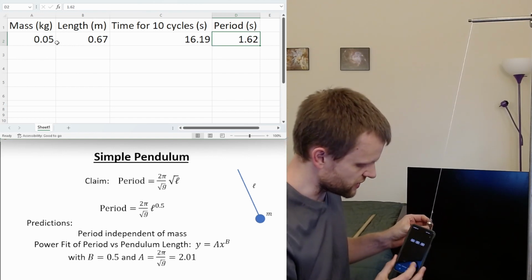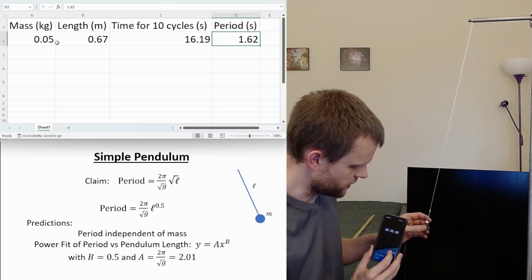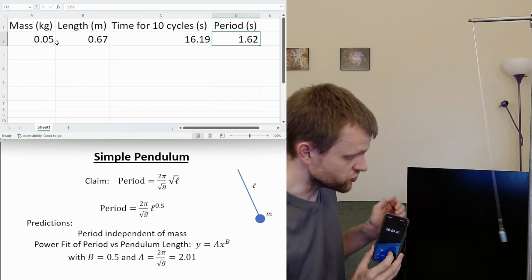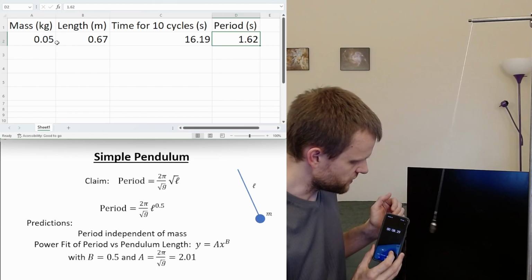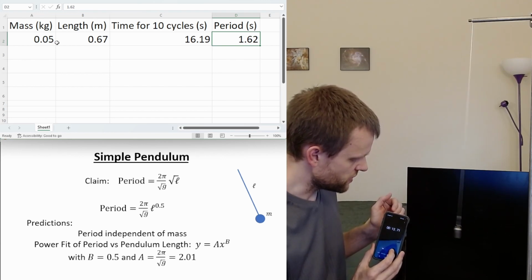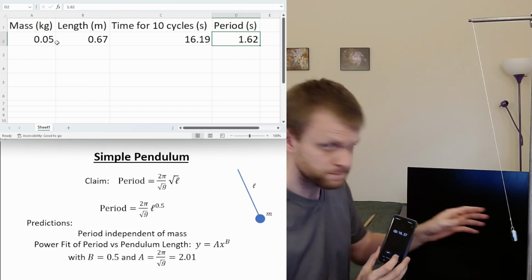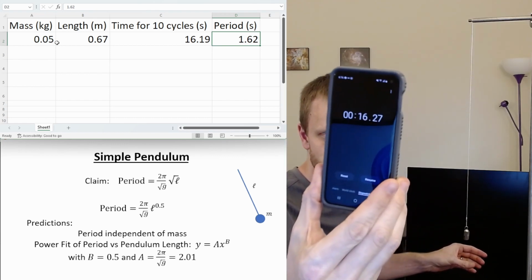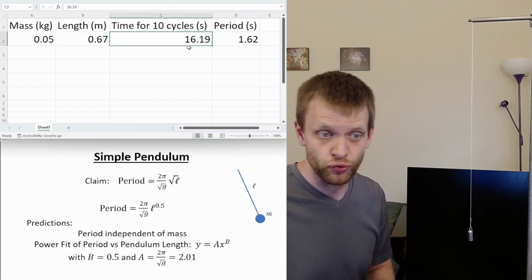So let's do this again, 10 cycles, starting in 3, 2, 1, start. 1, 2, again this is a larger motion, 3, 4, 5, 6, 7, 8, 9, stop. Okay. That time I got 16.27 seconds. So that's in really close agreement.